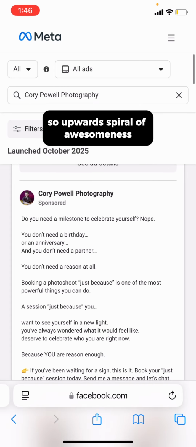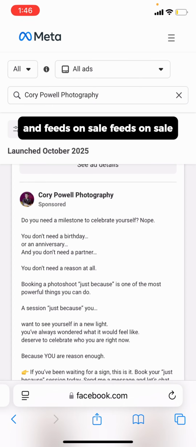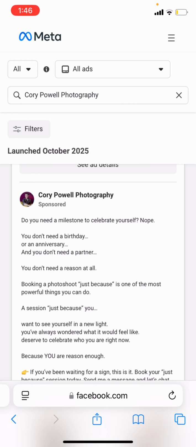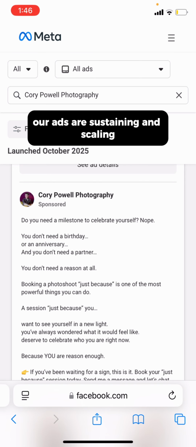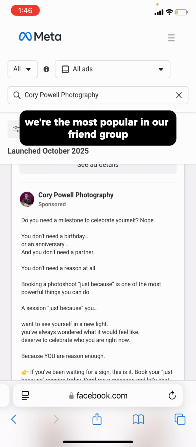So the upward spiral of awesomeness is where we're going to get to, and it feeds on itself. Our ads go to higher quality Meta profiles over time. Same ad spend, better results over time. Our ads are sustaining and scaling. We're scaling the business. We're the most popular in our friend group.